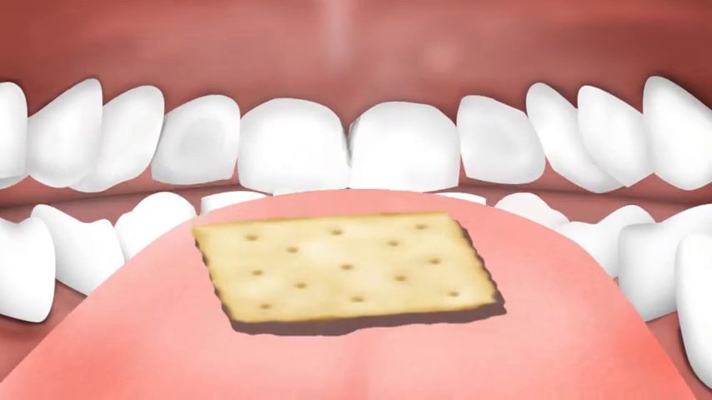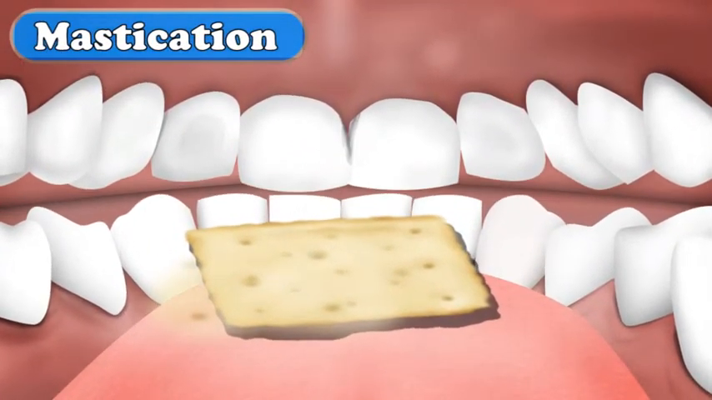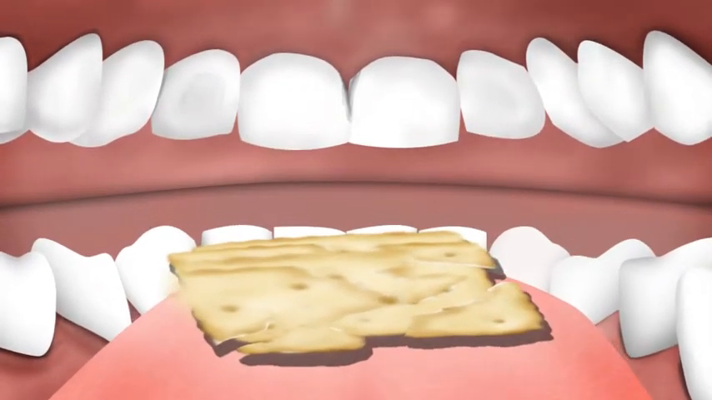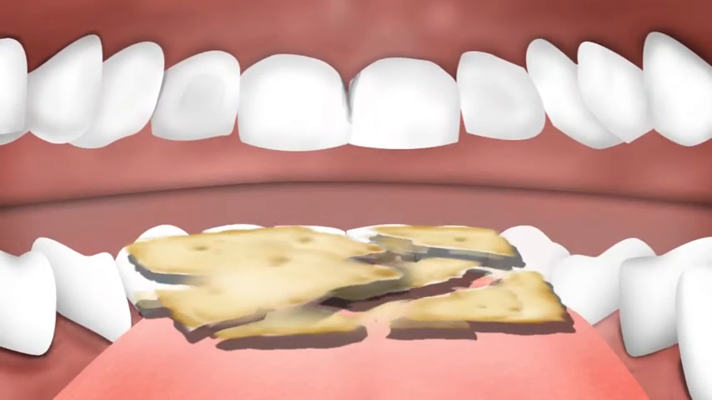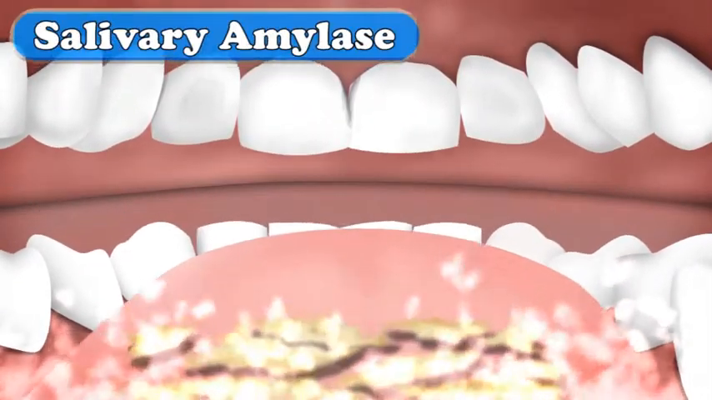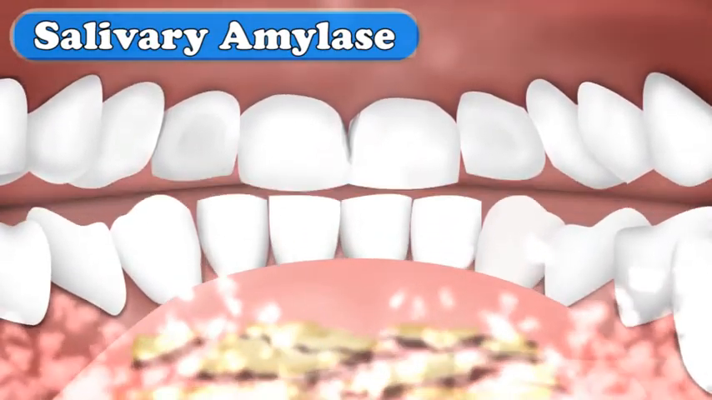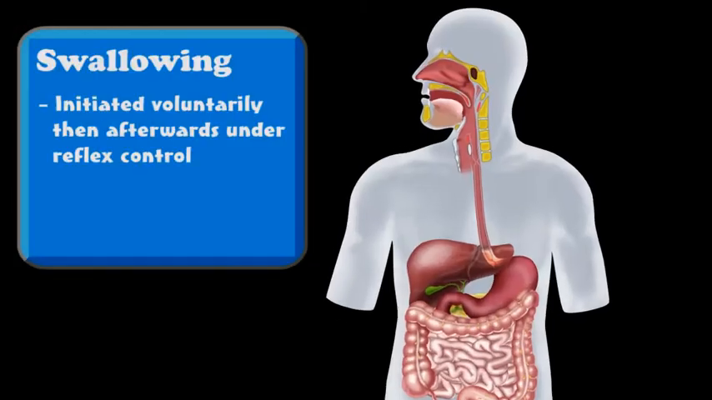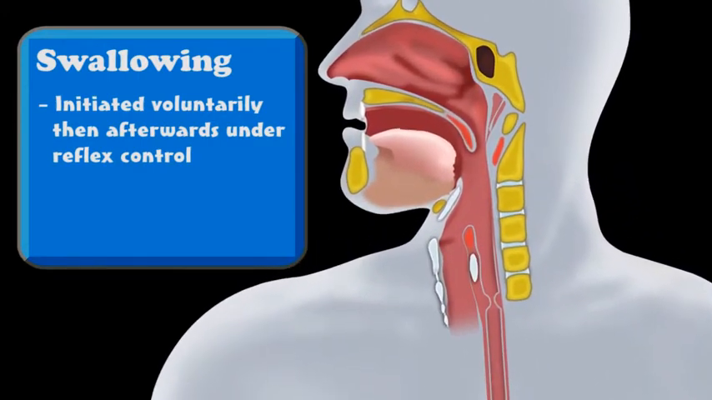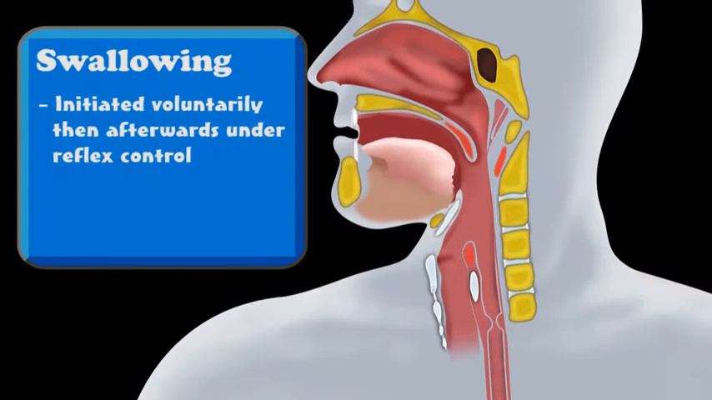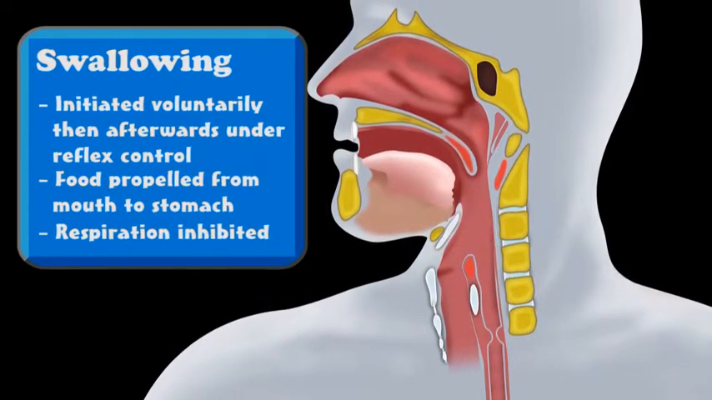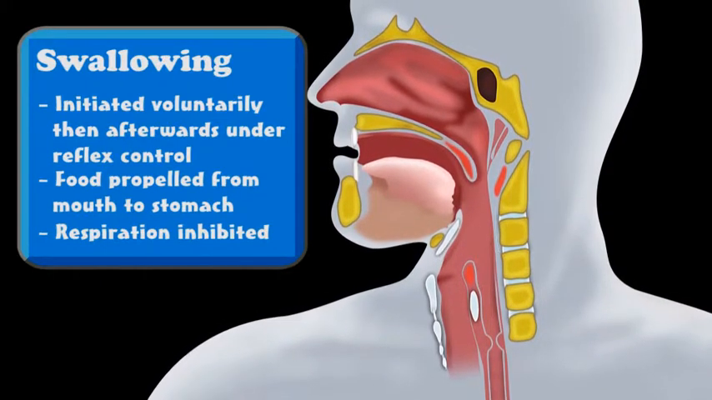As food enters the mouth, chewing or mastication mechanically chops food into smaller pieces so that it can be swallowed and propelled more easily. Food is also lubricated by mixing it with salivary mucus. If the food contains starch, salivary amylase that breaks down starch is added to the food during chewing. Swallowing is initiated voluntarily, but thereafter it is almost entirely under reflex control. This reflex allows food to be propelled from the mouth to the stomach. It also inhibits respiration to prevent the entrance of food into the trachea.